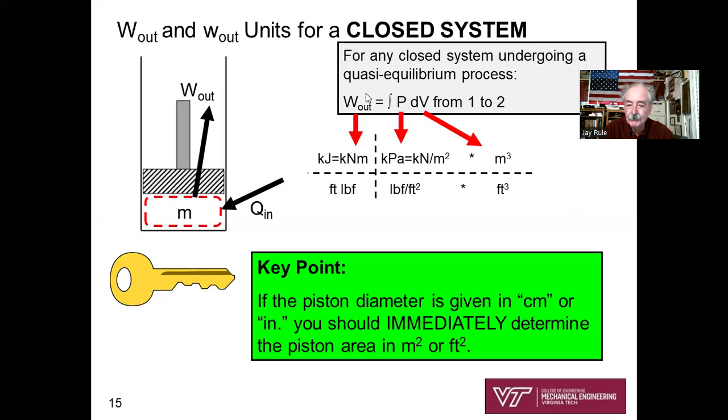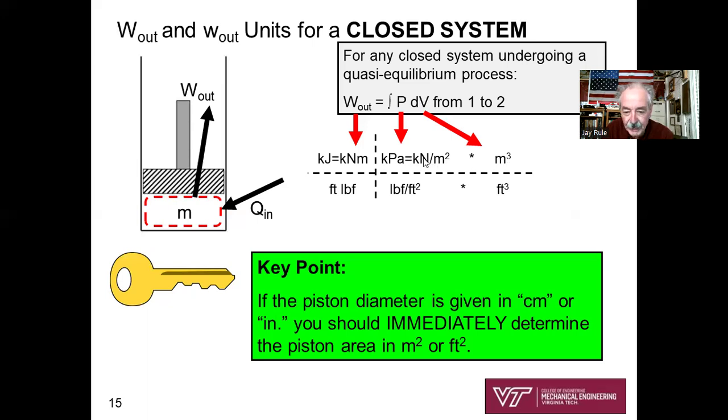Well, let's look at units. W out has got to have units of kilojoules, or in other words, kilonewton meters, in SI. The units on the right-hand side of the equation have got to match. Let's say you're savvy enough to use units for pressure of kPa. A kPa is a kilonewton per square meter. And the units for dV, the incremental change in volume, are cubic meters. So if I put my volume units in cubic meters, let's cancel.